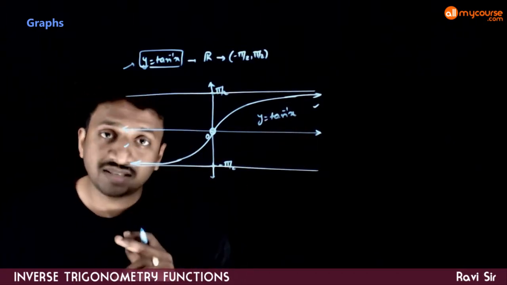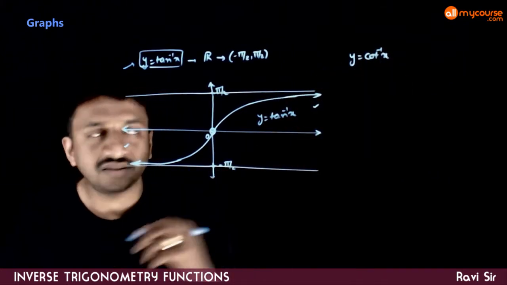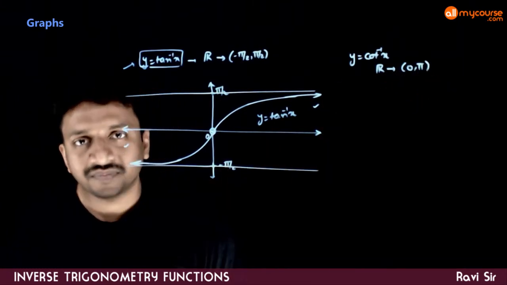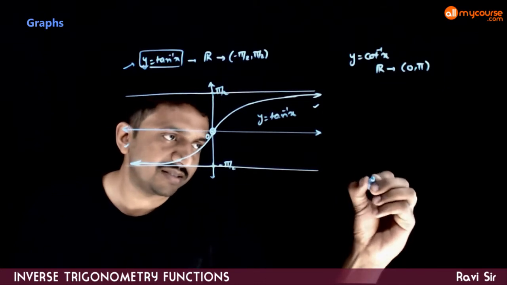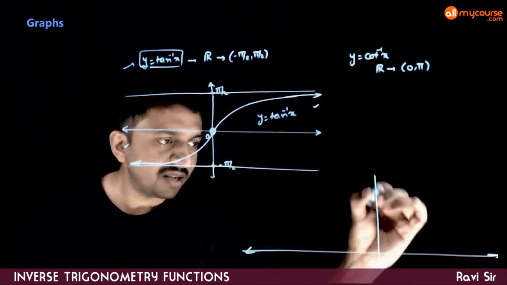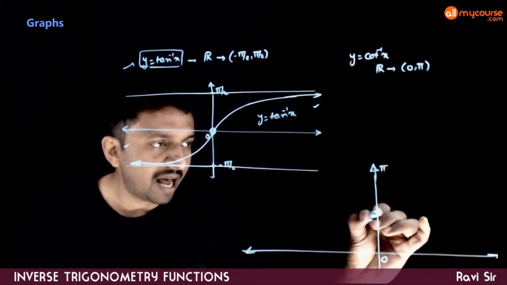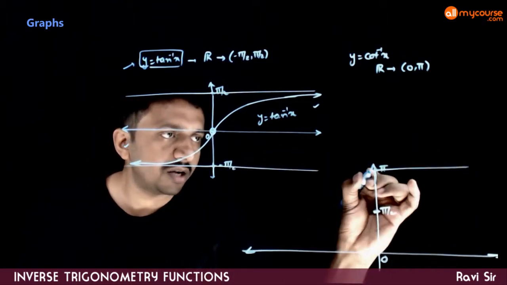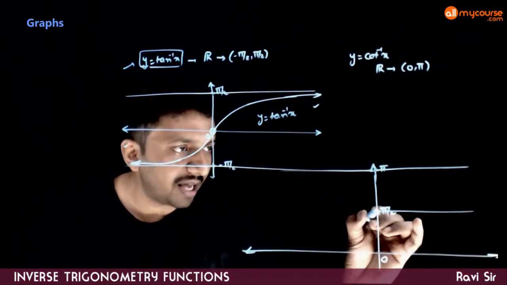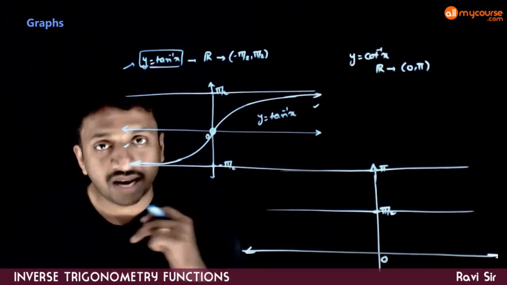So if you take the graph of y is equal to cot inverse x, the domain is real numbers and the range is 0 to pi. This time, if you draw the graph, something like this, the domain is all real numbers, the range is 0 to pi, and you have a pi by 2 in between. You draw a horizontal line here. The graph lies in this space, and if you draw a horizontal line at pi by 2 also, you have 4 parts.